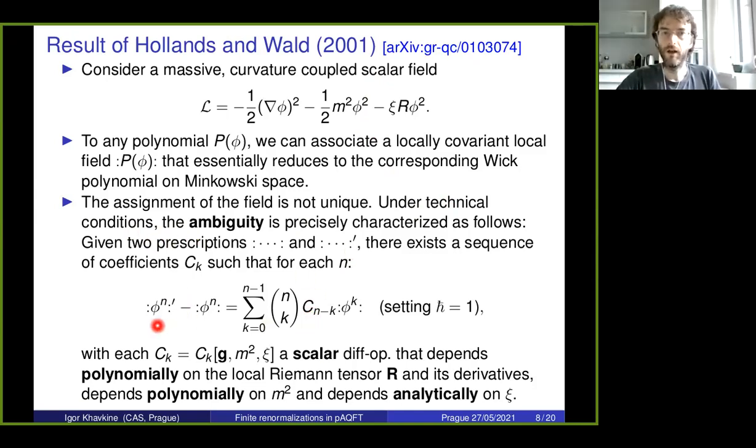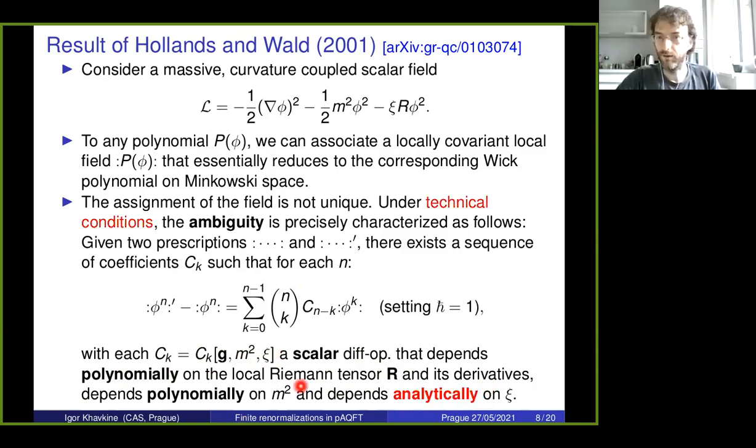The result said that if you have two prescriptions for Wick powers of the scalar field, then the difference between them is a combination of lower Wick powers with scalar coefficients, and these scalar coefficients depend locally on the metric and other parameters in your theory, so mass and the curvature coupling. So the dependence has to be very specific. It could depend on derivatives of the metric, but not in an arbitrary way. It depends on the metric through the Riemann curvature tensor, possibly its covariant derivatives and so on. These things have to be put together polynomially in a covariant way, depending polynomially on the mass, and in an analytic way on this parameter ξ.